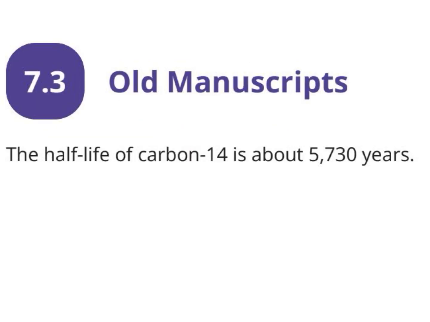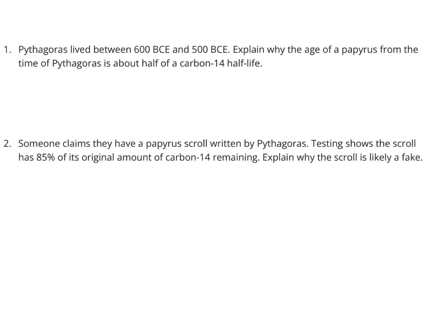Okay, let's look at the next problem, 7.3, and all the rest of the pages go with this. The half-life of carbon is about 5730 years. So that means our rate is 1/2, and our exponent is the time over 5730. No matter what the question asks, this is our rate, this is our exponent. Pythagoras lived between 600 and 500 BCE, so let's take the middle number, which is 550 BCE or BC. Explain why the age of a papyrus from the time of Pythagoras is about half of a carbon-14 half-life.